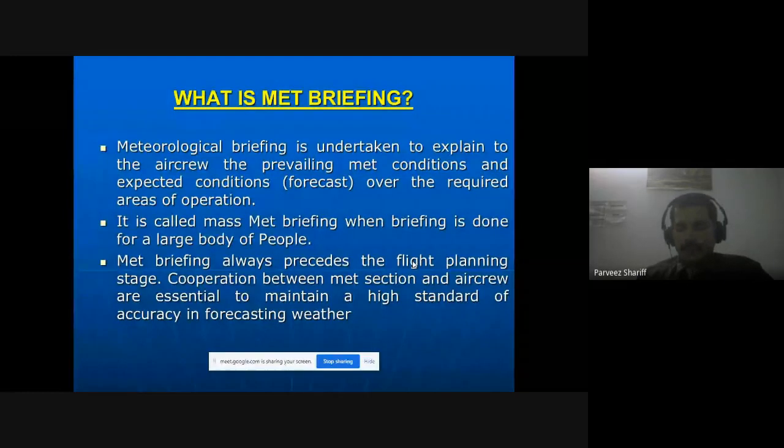So the briefing of meteorological conditions, as I told before, is done to the crew before going into the air, or after the flight plan is prepared. It is called the mass net briefing in the Air Force. Mass net briefing is done by the meteorological department when the briefing is done for a large body of people. The MET briefing always precedes the flight plan, and the cooperation between the MET section and the air crew is essential to maintain high standards of accuracy in forecast weather.